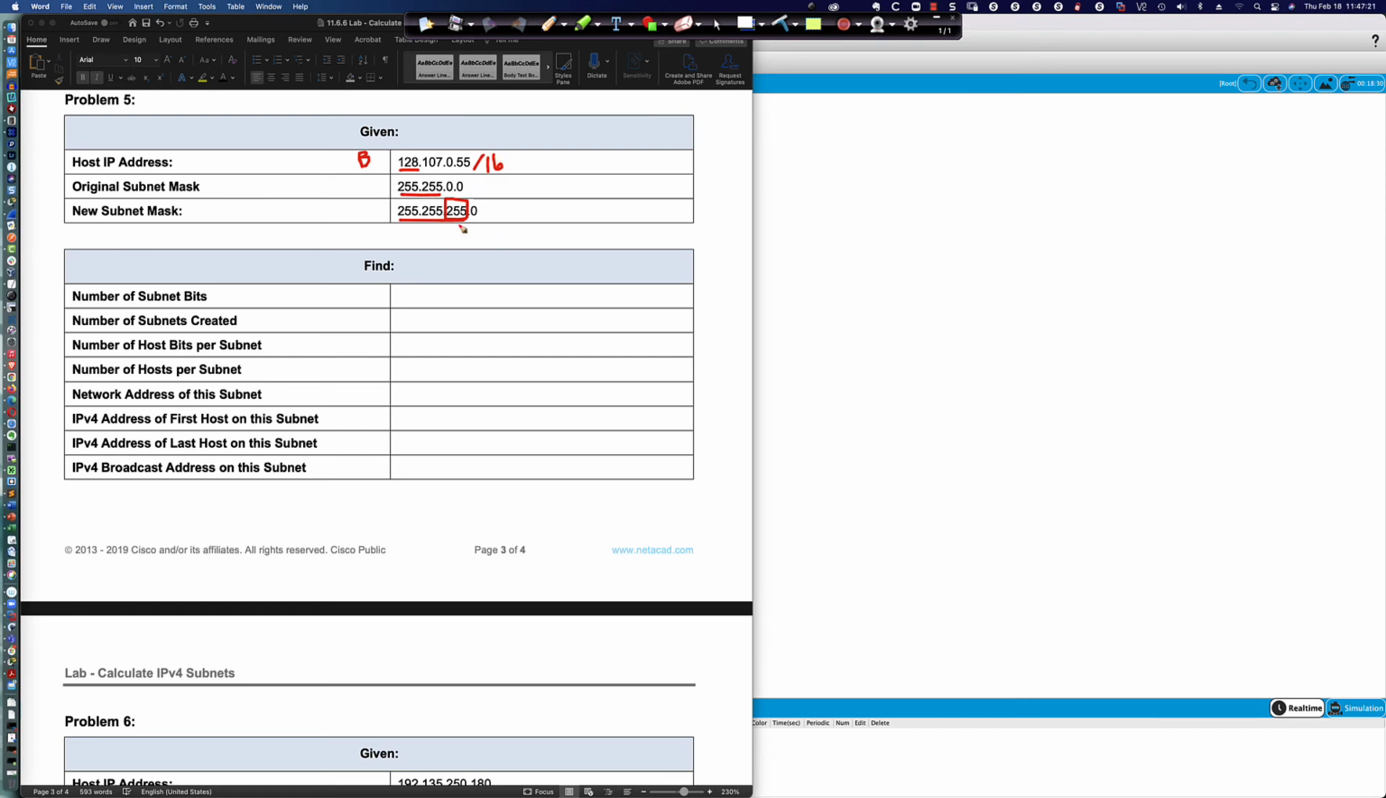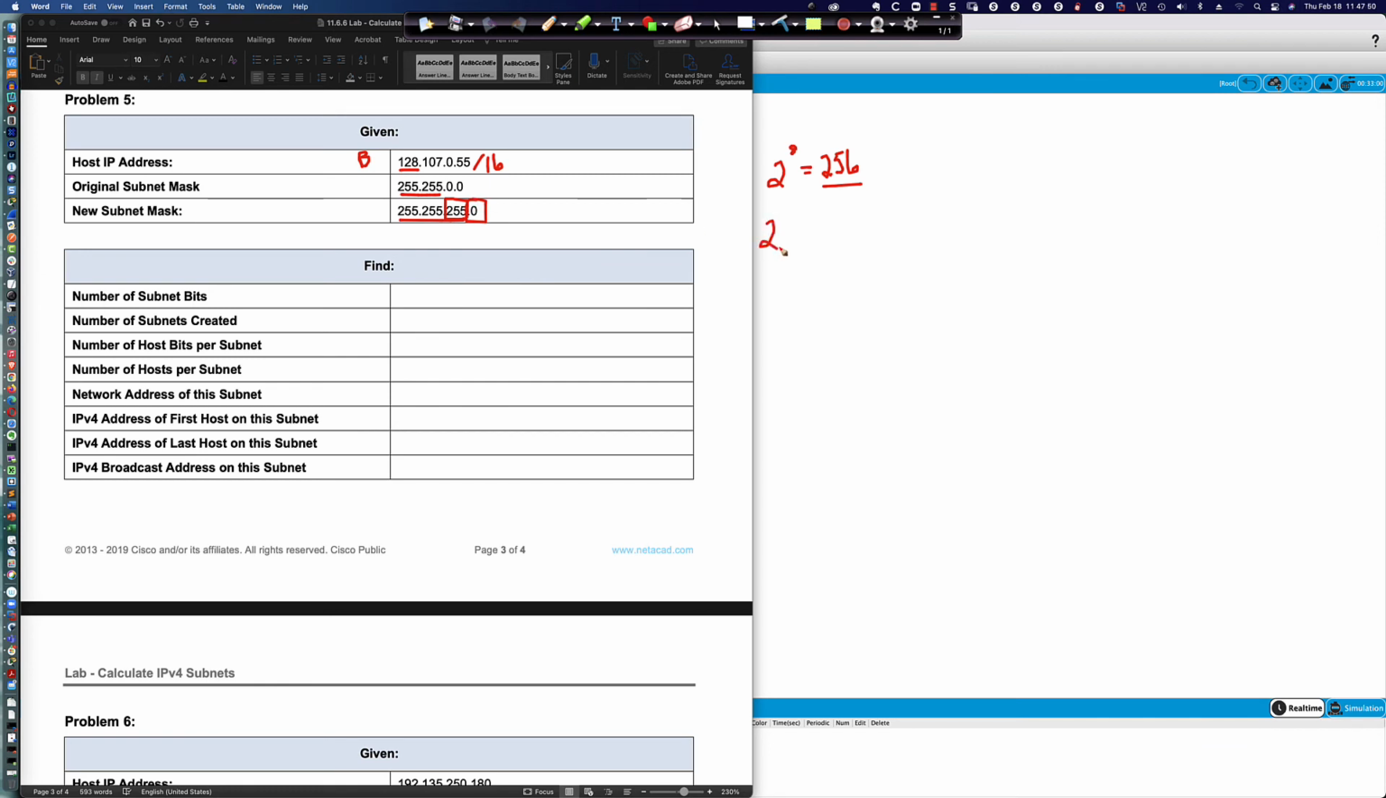So number of subnet bits, well, we're using 8 subnet bits, right? So if I say 2 to the 8, it's going to give me 256. So 2 to the 8 is 256. The reason I wanted to put that out there is if we borrow all 8 of those bits, we've just created 256 subnets.